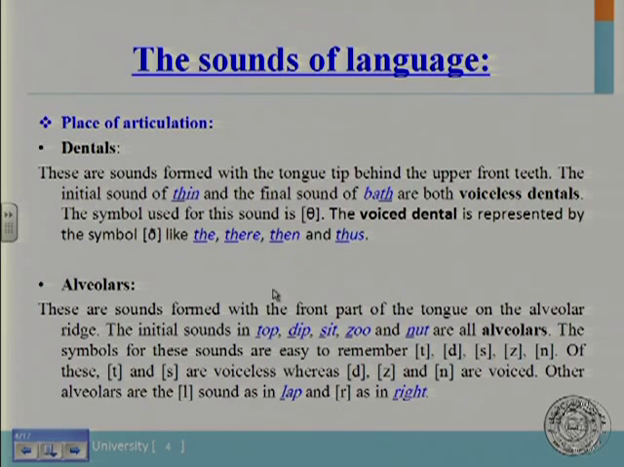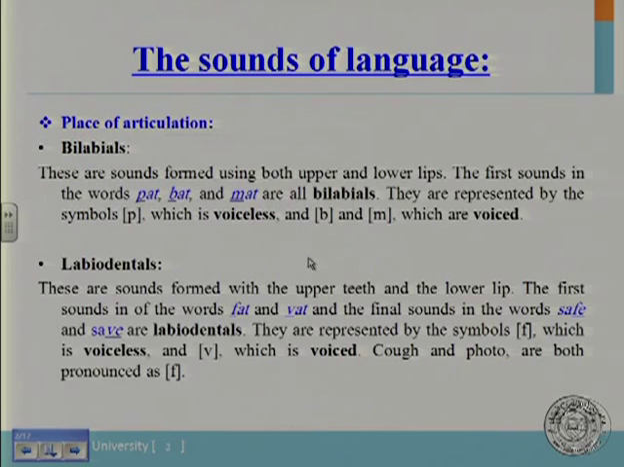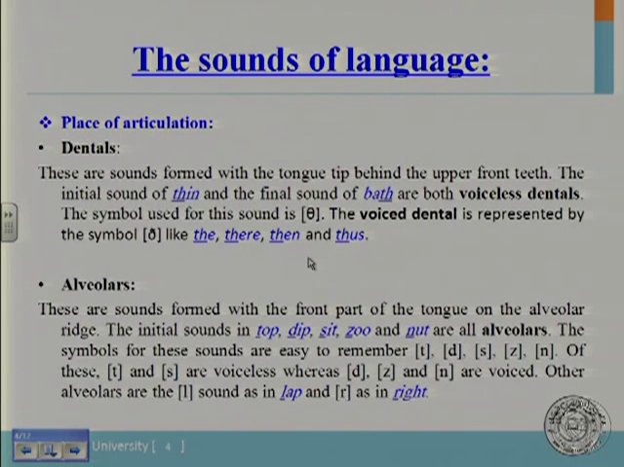Then after that we talked about dentals. And in dentals we said that these sounds are formed with the tongue tip, the tip of the tongue, behind the upper front teeth. The tip of the tongue touches the upper front teeth. So this part is called dental.